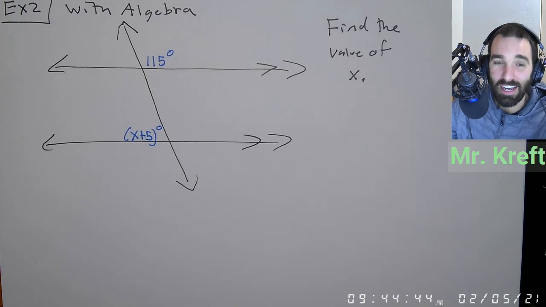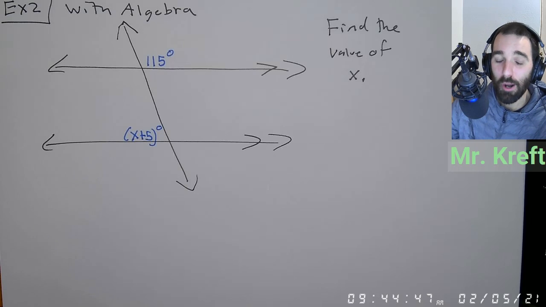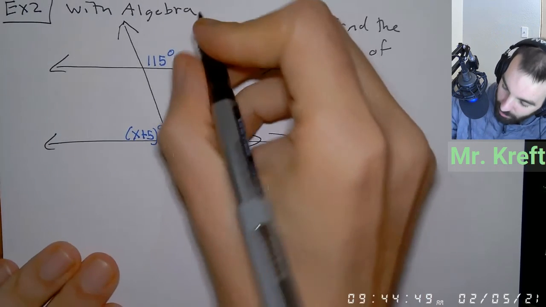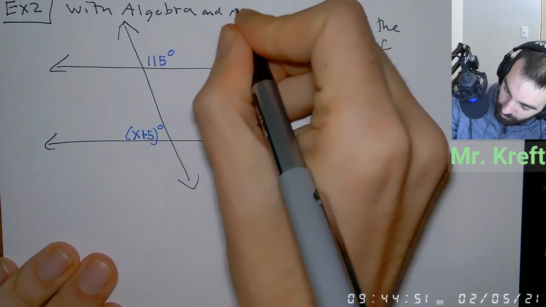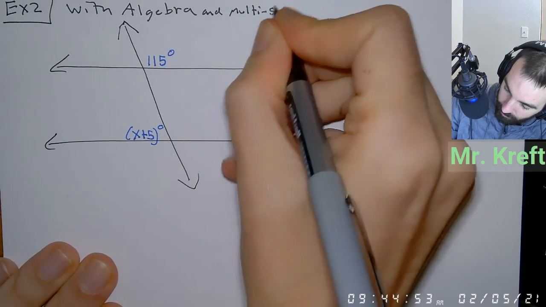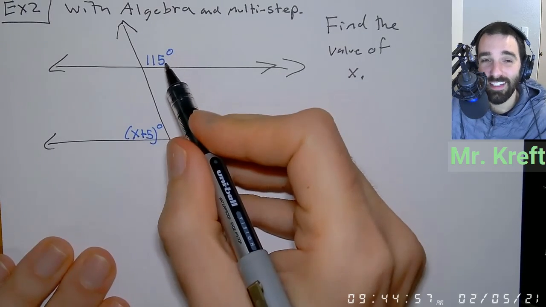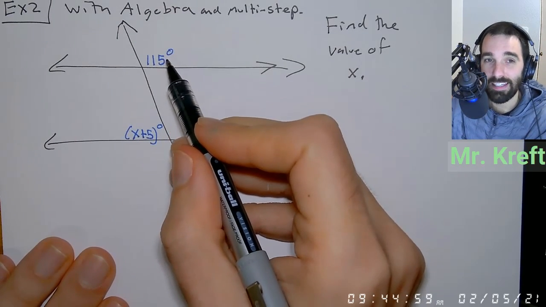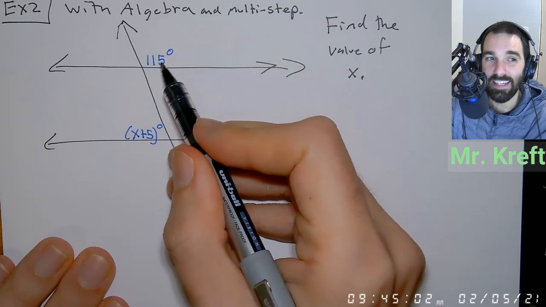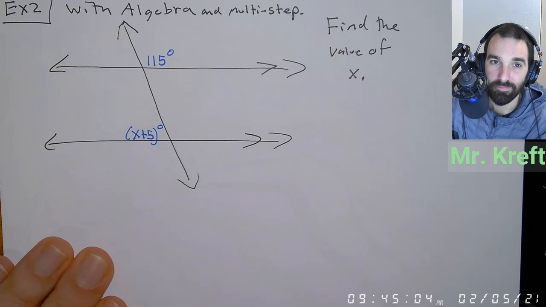I didn't just add algebra, I added in a multi-step problem. This is a multi-step problem with algebra. Because looking at this, is there an angle relationship that gets me directly from an outside angle to an inside angle?